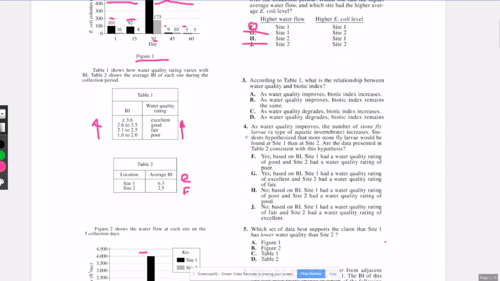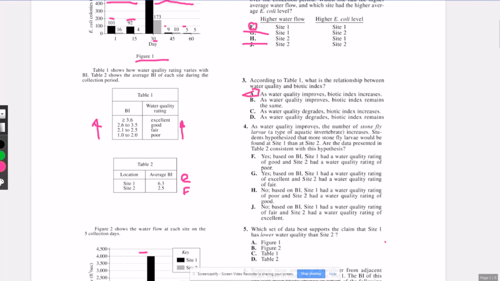Question 3 says, according to table 1, what is the relationship between water quality and biotic index? So looking at table 1, it looks like as biotic index increases, water quality increases, right? We looked at that when we were previewing the text. So let's look at the answer that it says that. So it looks like A is the one that we want.